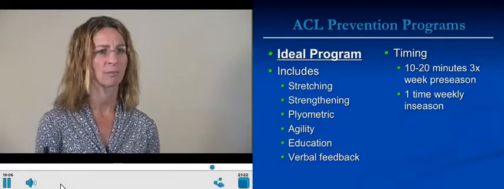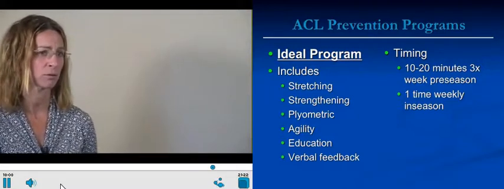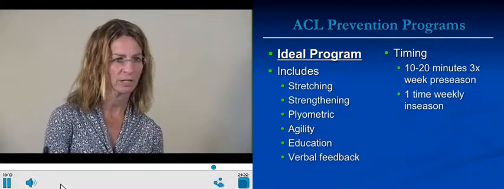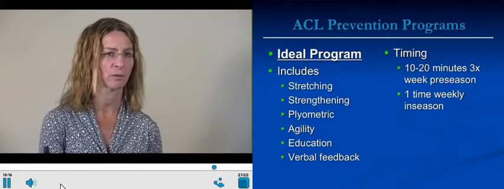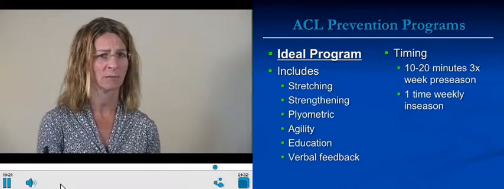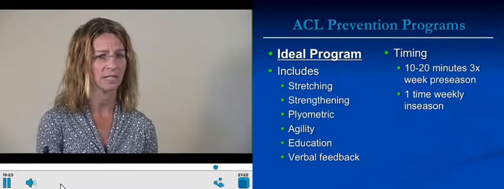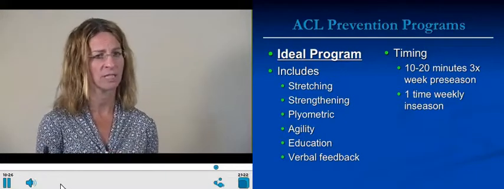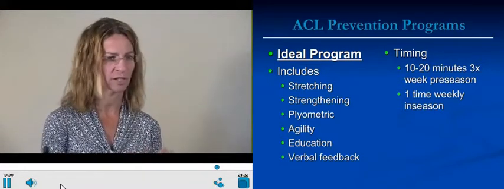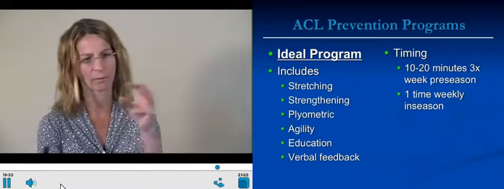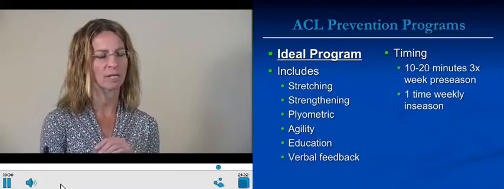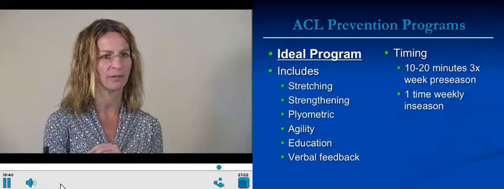So what do these ACL prevention programs consist of? Well, the ideal program includes a combination of stretching, strengthening, plyometrics, agility, education, and verbal feedback and cues. Timing-wise, you only really need about 10 to 20 minutes 3 times a week preseason and 1 time weekly in season. And again, there are so many different programs out there. Some of them include all of the stretching, strengthening, plyometrics. Some of them include some of it. Some of them are 3 times a week. Some are 2 times a week. So there is definitely variability, but something at this point seems to be better than nothing.